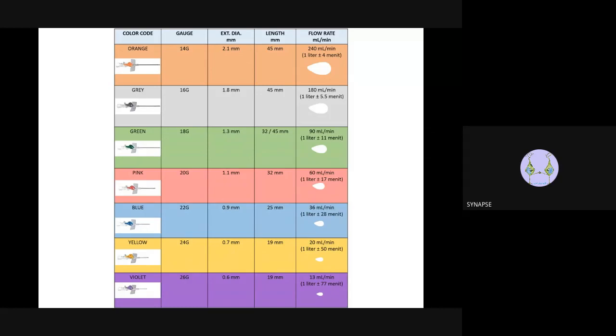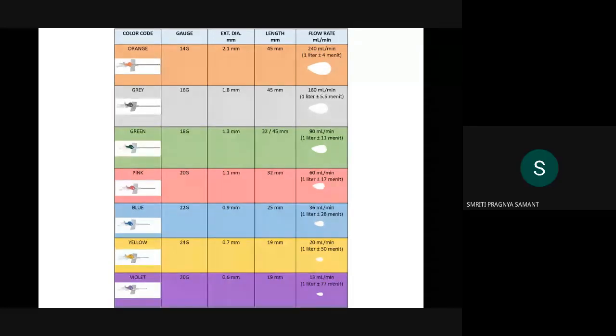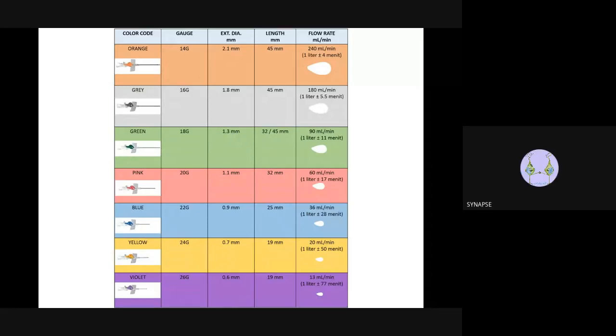See, for blood transfusion, we need the RBC, the cells, to squeeze through it, right? So we need a bigger size cannula. Normally we use green, anything green and above for that. Okay, let's move on. We made a note of that.